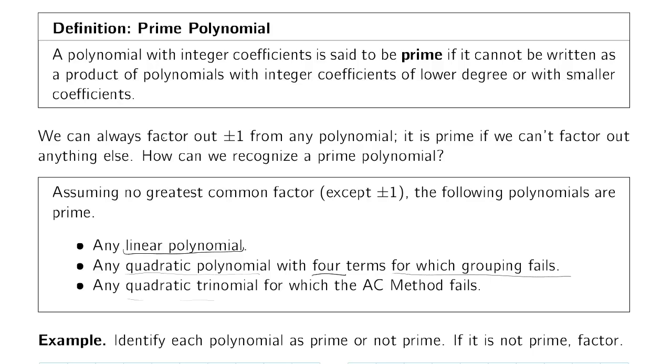A quadratic trinomial, so 3 terms, degree 2, for which the AC method fails. If we have a quadratic trinomial, we try the AC method to split up the middle term. If that doesn't work, then it's prime. So let's see some examples of that.